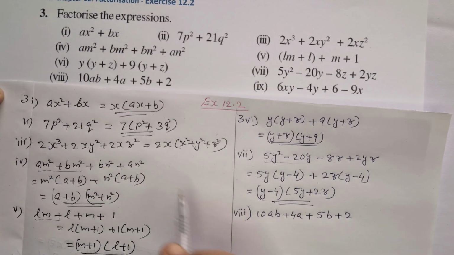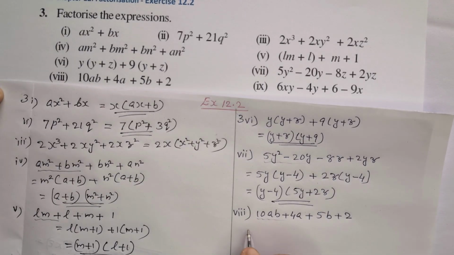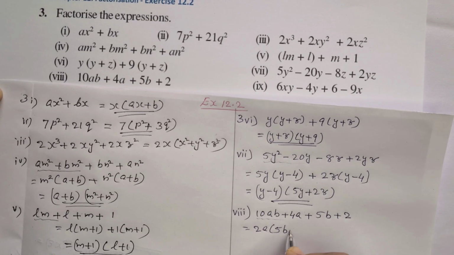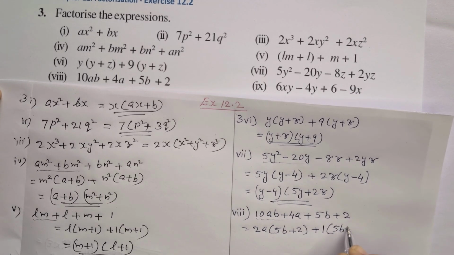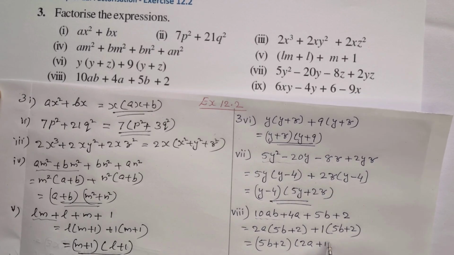Eighth one, 10ab plus 4a plus 5b plus 2. From here first two terms we can take 2a as common. Then here remaining, when we are taking 2 out, 5 is there and b also. 5b plus 2, a already out, then 2. From here no common factors, so just put 1 as the common factor, 5b plus 2. Now we are getting the bracket same. So 5b plus 2, then remaining terms 2a plus 1.